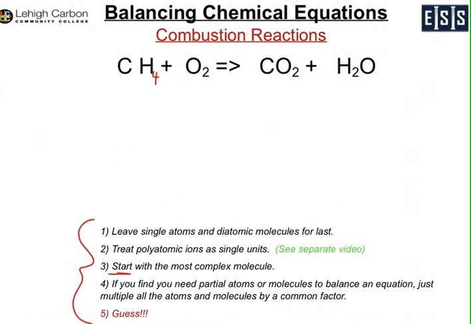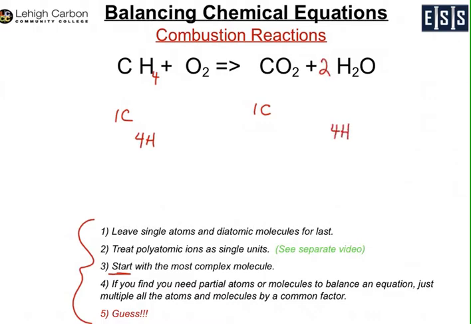Let's start here. We have one carbon molecule here. Look on the other side, we have one carbon, so that looks balanced. Then we have 4 hydrogen in this molecule. So we go over to water, and in order to get 4 hydrogen for water, we need to add a 2 in front of the water molecule.